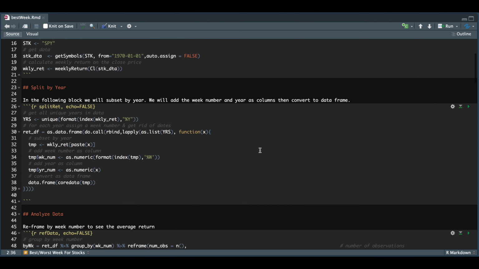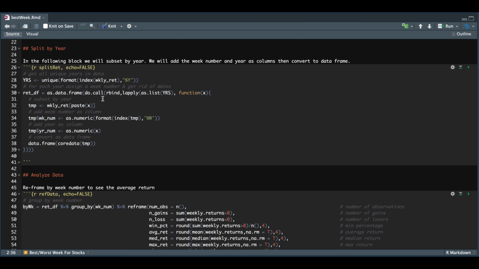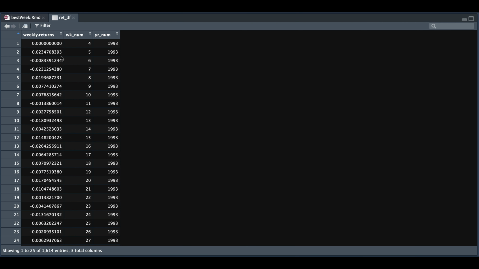Now, after we have gathered our data, it's time to split by year. So I'm just going to extract the unique years in our data set. And given each timestamp, I'm going to extract the week number and also add the year to our data. So if we take a look at RETDF, we have the weekly returns, the week number, and the year number as well.